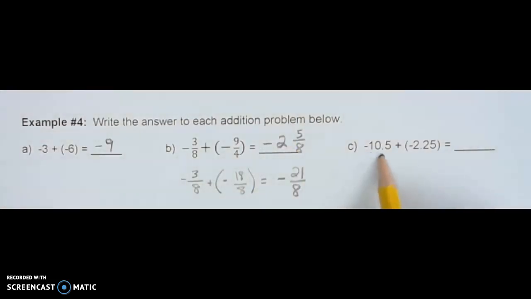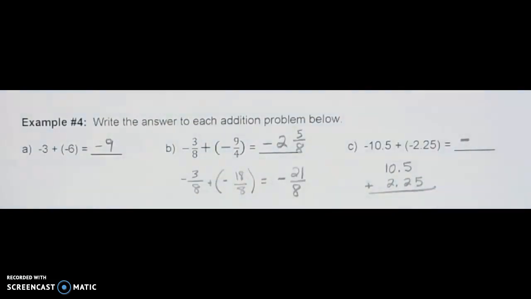In letter C, we have negative 10 and 5/10 plus negative 2 and 25/100. Again, we're adding two negatives, so my answer will be negative. Let's add these decimals together: 10 and 5/10, 2 and 25/100.